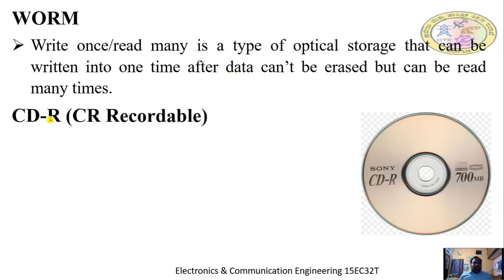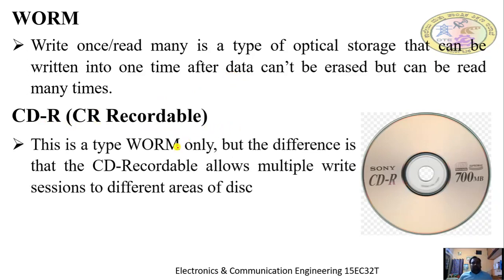The next version is CDR, that is CD recordable. This is also a version of WORM, that is, here also we can write once and read many times. But the basic difference between WORM and CD recordable is that it allows multiple write sessions. In the sense, let's say your CD is of 700 MB. In the case of WORM, if only 400 MB of space is written and 300 MB of space is left out, then that will be wasted.